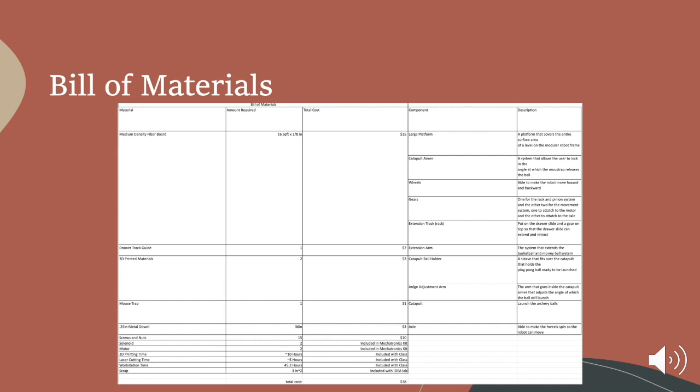This is the bill of materials for our final design, and as you can see, the $36 total cost is way less than our maximum budget. This is because the majority of our robot is made out of MDF, which was the most costly, being only $15, and then the second most expensive was the drawer slide, which was only $7.